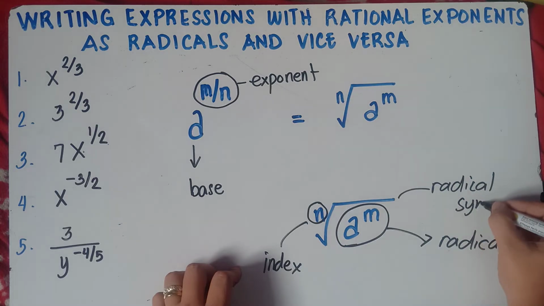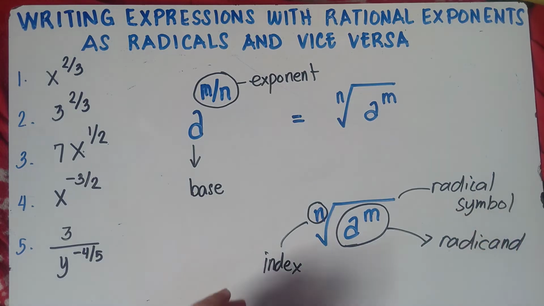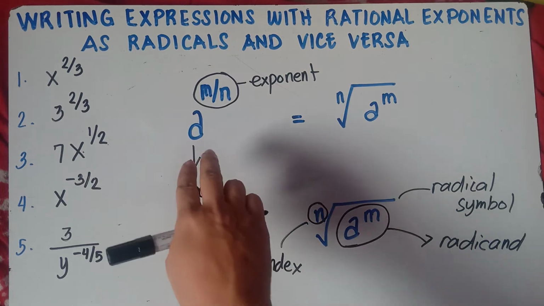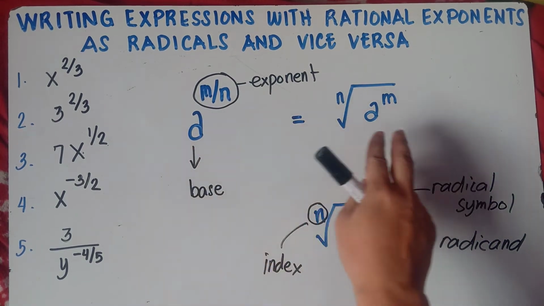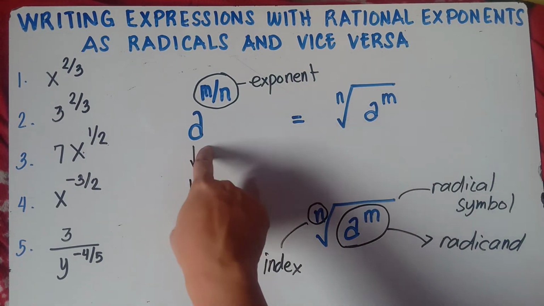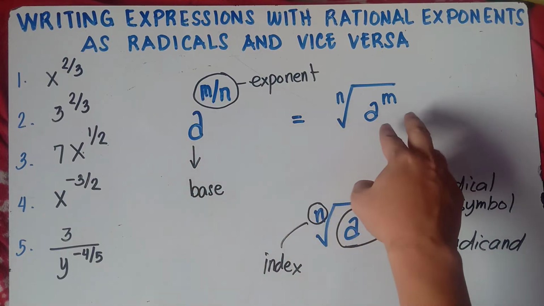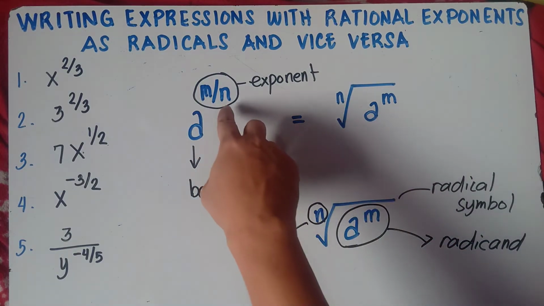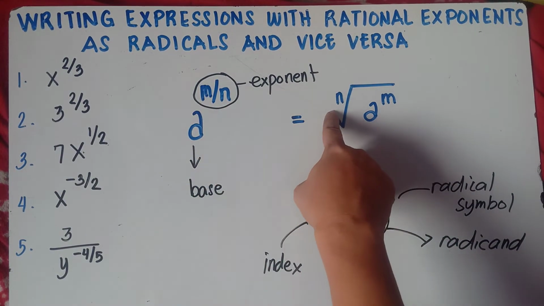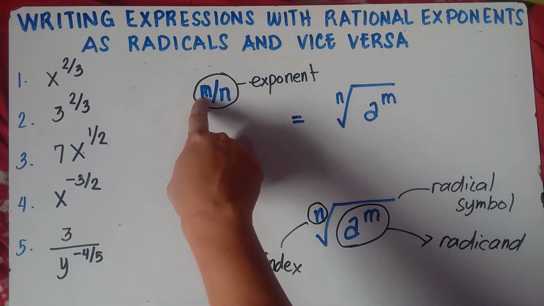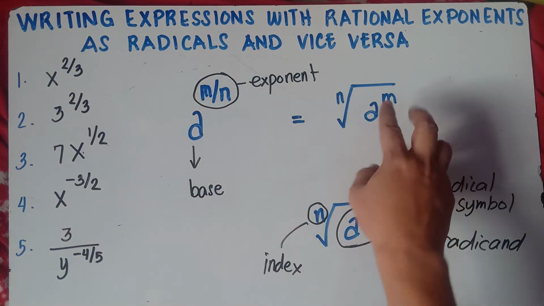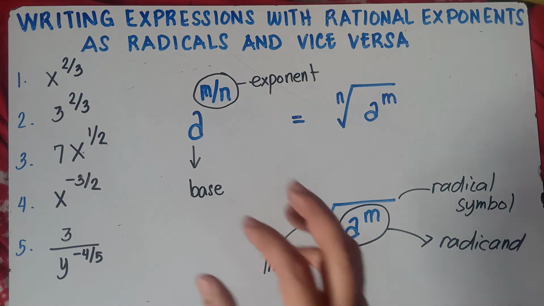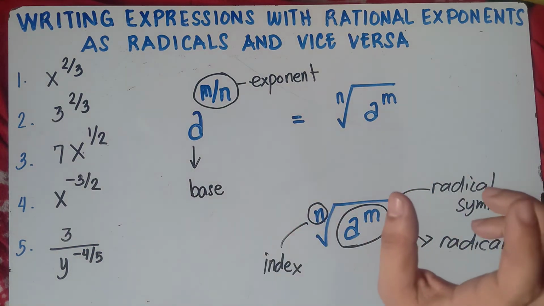Very easy, right? So once again, let me explain it to you again. To convert this rational exponent into radical, copy a, put a inside the radical symbol, and this n, the denominator, will be the index, and this m, the numerator, will be the exponent of a. And that's it, class. That's how you convert rational exponents into radical.